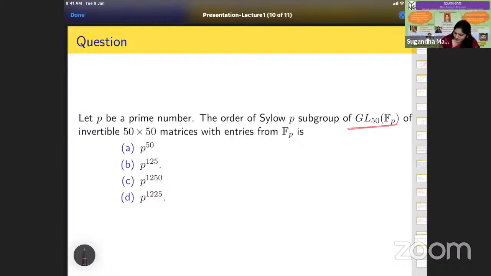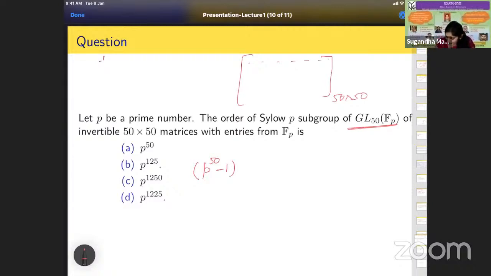So now what you have to do is make a 50 cross 50 matrix, and the entries are from the finite field of order p. So for the first row, how many choices do you have? You have p to the 50 choices minus 1, as you cannot have the zero vector, as I explained in the previous one also, right? So just use your counting principles. You have p choices for each coordinate, that makes it p to the 50 minus 1 for the zero vector.